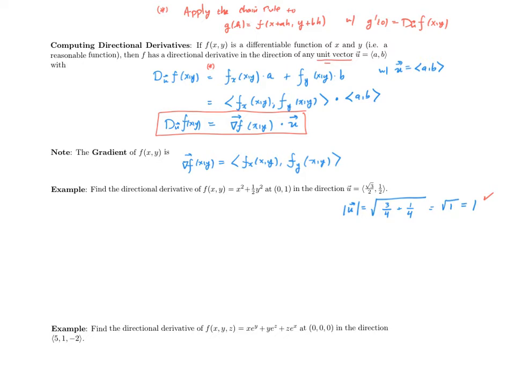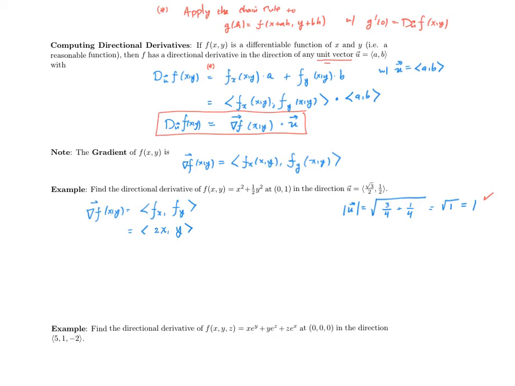And I do want to observe, if u is not a unit vector, you have to find a unit vector in the direction that we are given. Now that we know u is a unit vector, we need to find the gradient of f. The gradient of f is a vector whose first component is f sub x and whose second component is f sub y. Looking at the function of interest, the partial of f with respect to x is 2x, whereas the partial with respect to y is 2 times 1/2 y, or simply y.